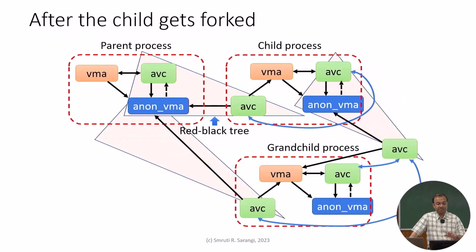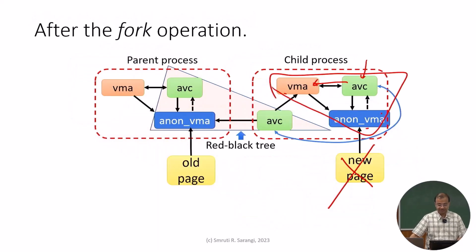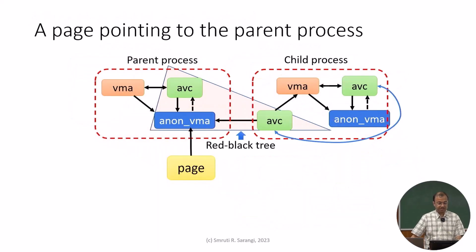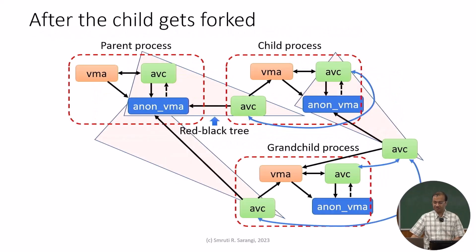Let us now assume that the child gets forked. If the child gets forked, first kindly remember this part of the diagram. This part of the diagram is something that I am copying over here. But because the child is forked and this is the child, all the structures that you are seeing over here will be copied to the grandchild and something additional will be added. So let us see what is happening to the grandchild.